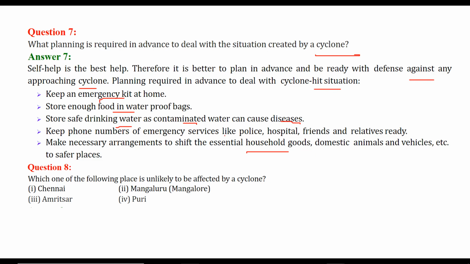Next is, which one of the following places is unlikely to be affected by cyclone? Amritsar. The answer is very straightforward. This lies in between the Indian region, and Chennai, Mangaluru, Puri, they all have oceans. There are always these things, high pressure, low pressure areas. The cyclone can come, but here the chances are very less.